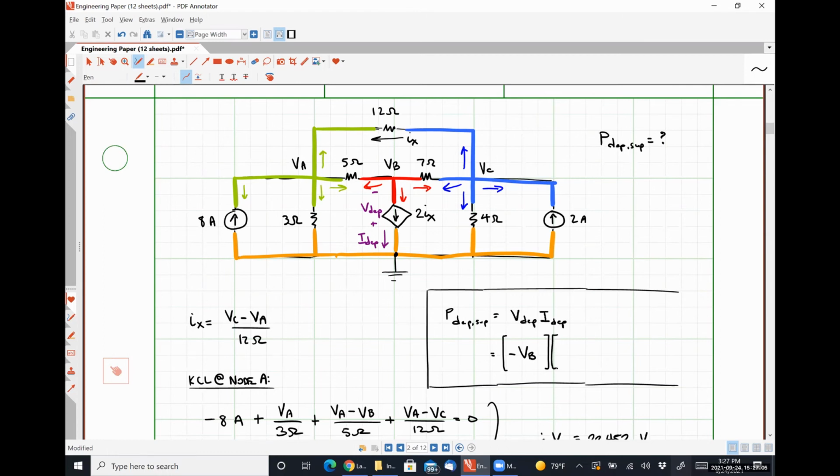And then my twice IX, Savannah already helped us out on that. So it's twice VC minus VA over 12 ohms. Oops, VC minus VA. And my calculator happens to store everything automatically, which means I can literally put in negative B times 2 times C minus A over 12, and it will spit out the answer. I get 28.450.